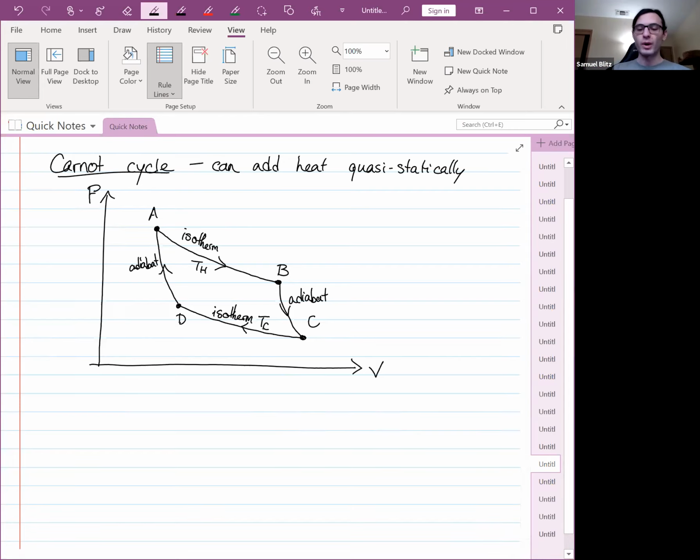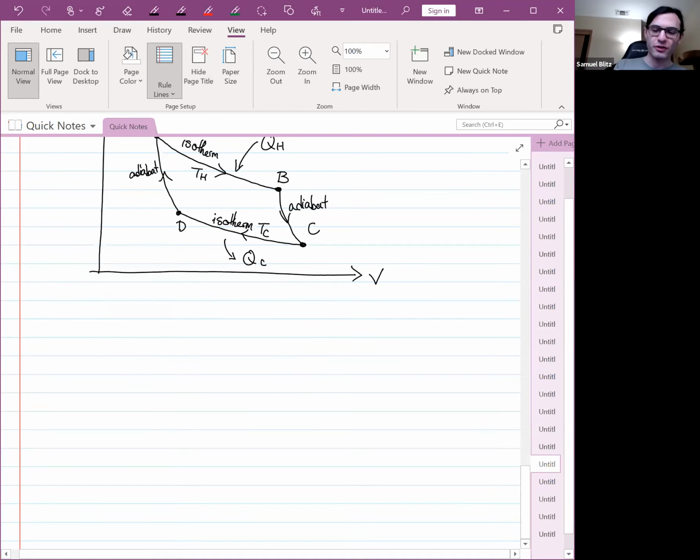So where is the heat flowing in? Well, the heat is going to flow in at the higher temperature and it's going to flow out at the lower temperature. So here we have heat flowing into our system along the top isotherm. So this would be QH. And then heat flows out along the bottom isotherm, QC. So this would be an example of an engine that could in principle be built in real life. This could be made reversible, or at least quasi-static, like easily quasi-static.